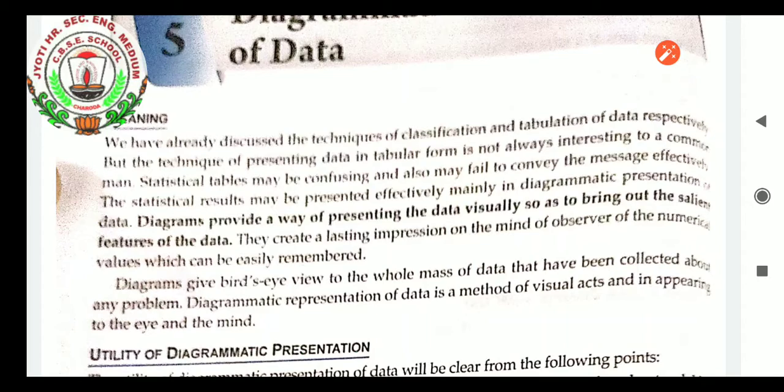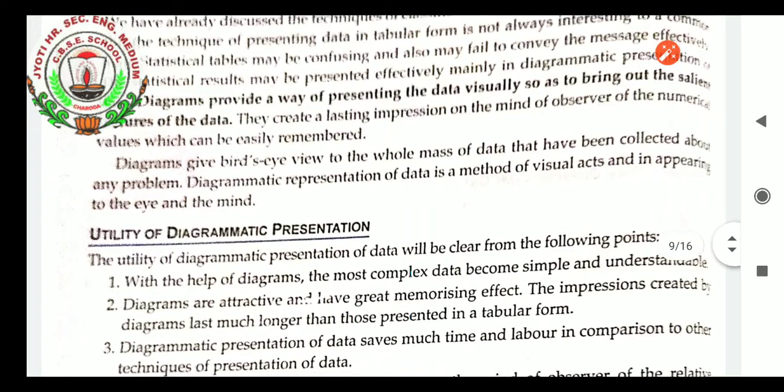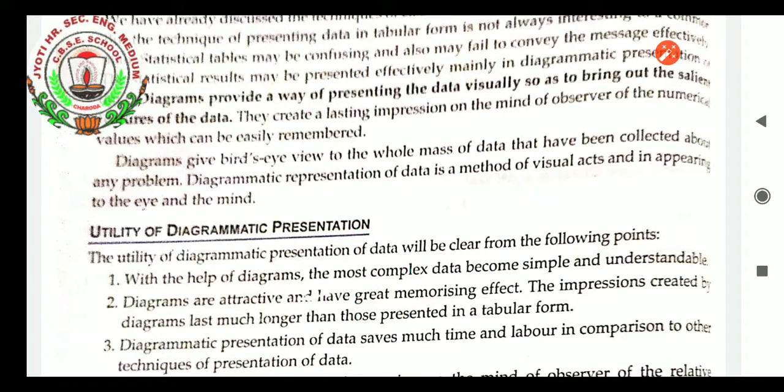So we have already discussed the techniques of classification and tabulation of data respectively. Diagrams provide a way of presenting the data visually so as to bring out the salient features of the data. Diagrams give a bird's eye view to the whole mass of data that have been collected about any problem. Diagrammatic presentation of data is a method of visual arts, appealing to the eye and the mind.